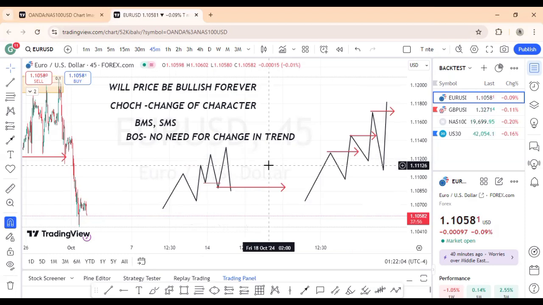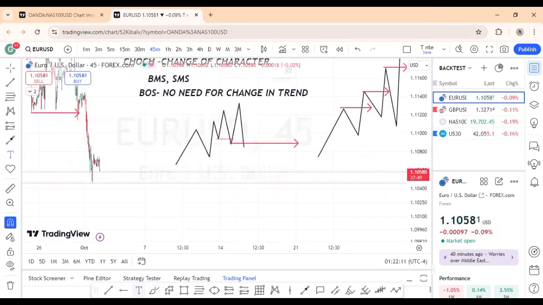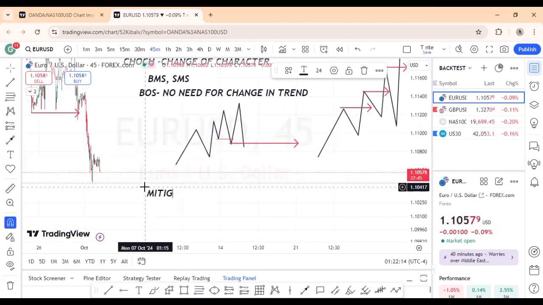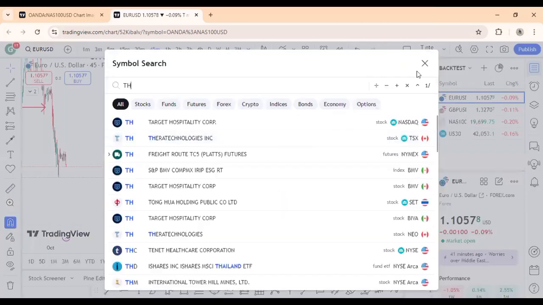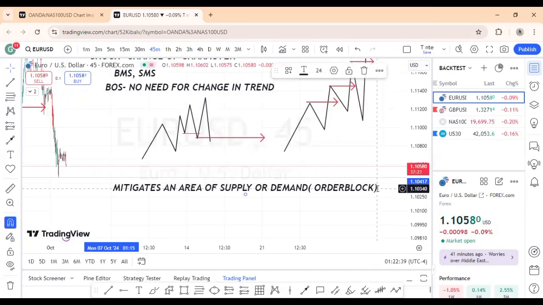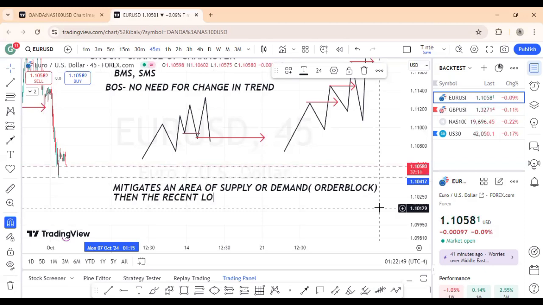Now, let me put an exception here. There's a little exception. The exception is this: if price mitigates an area of supply or demand, in other words an order block, right? If price mitigates this, then note, I'm giving you an example, these are very strong rules. If price mitigates an area of supply or demand, which is an order block, then the recent low can serve as a change of character, right?